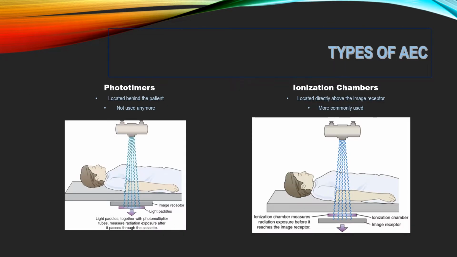There are two types of AECs, phototimers and ionization chambers. The phototimers are not as commonly used as ionization chambers. In this image, we are able to see that the radiation detectors are located in different areas for each one. Ultimately, both types send a signal to terminate the exposure when the image receptor has received enough penetration.